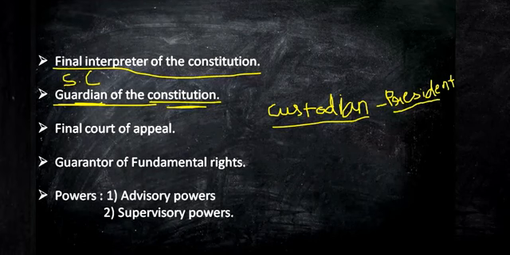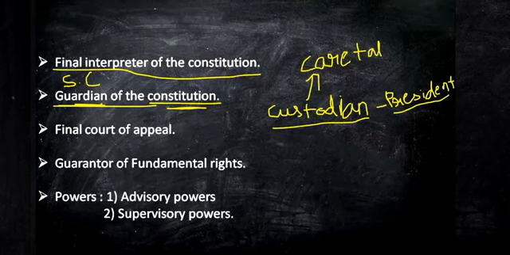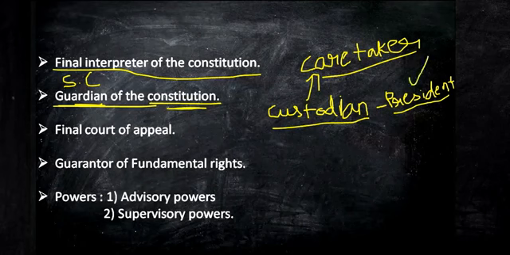Whereas the President of India is the custodian of our Constitution. Now, what do you mean by custodian? Custodian means nothing but caretaker. Is it clear? So the President is the caretaker of our Constitution. That means the President is the custodian of our Constitution. Now you have understood the basic difference between guardian of the Constitution and custodian of the Constitution. You shouldn't get confused regarding this.